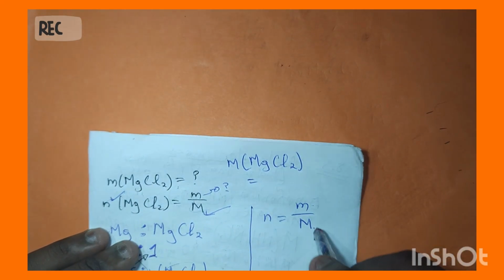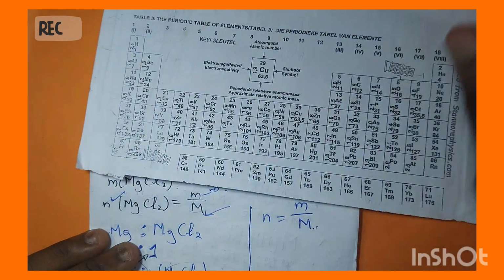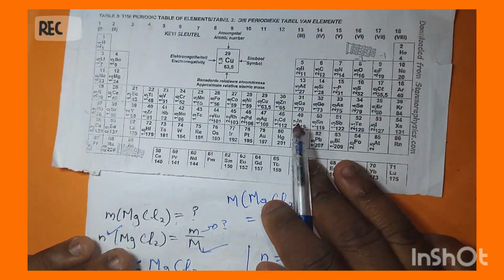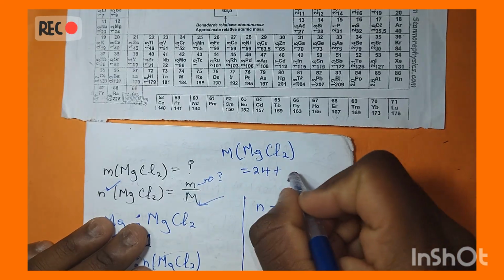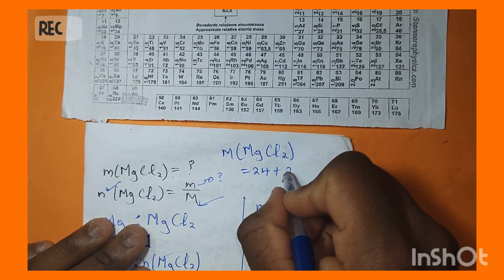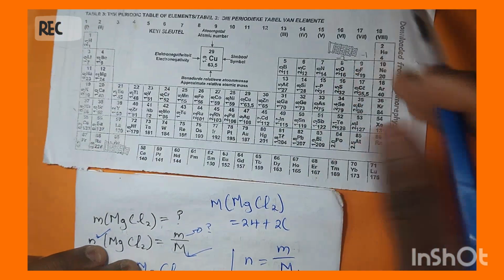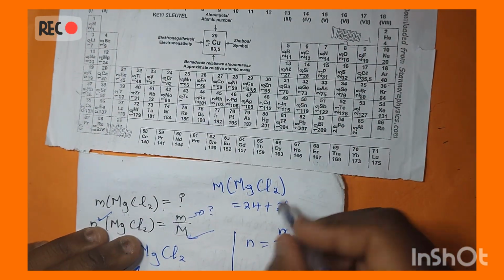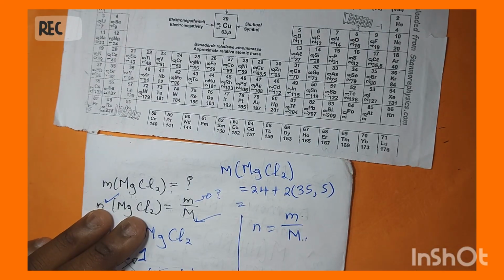For me to get the molar mass of this, I will use my periodic table, whereby Mg, where is Mg? Mg is 24, plus here we have 2 chlorines, and the chlorine, guys, is 35.5. Then I can punch this on my calculator.